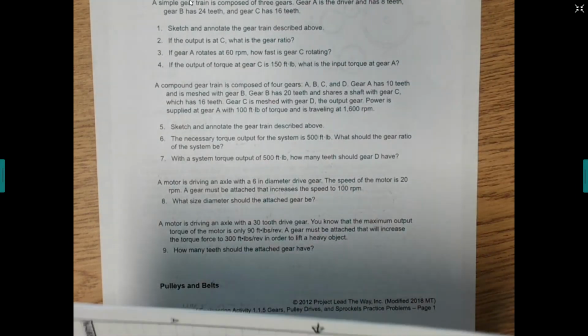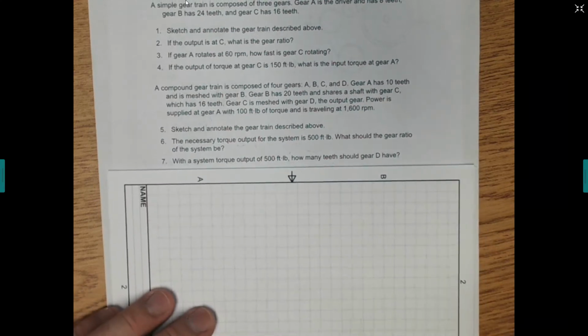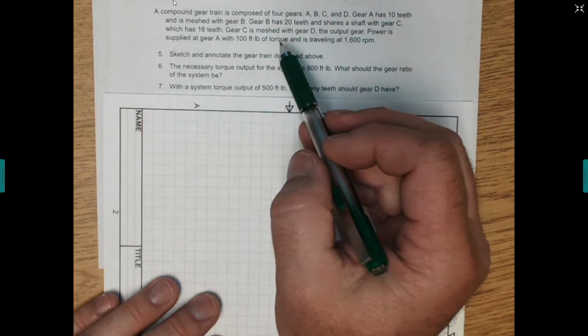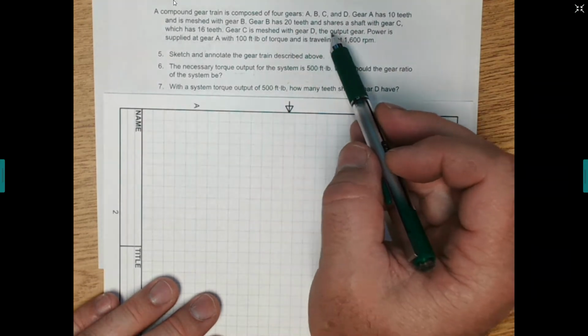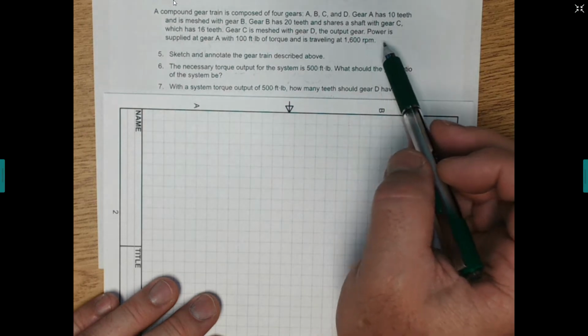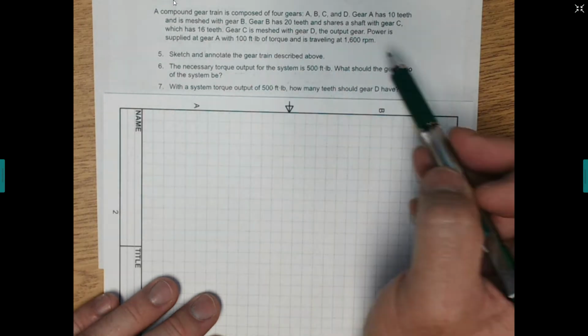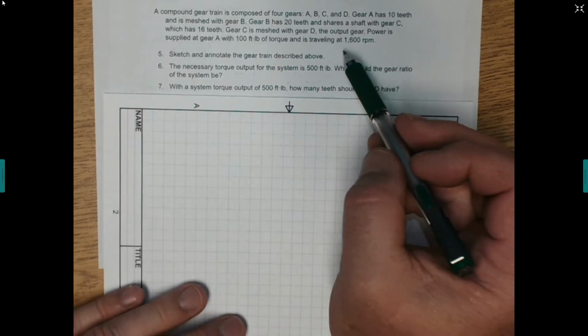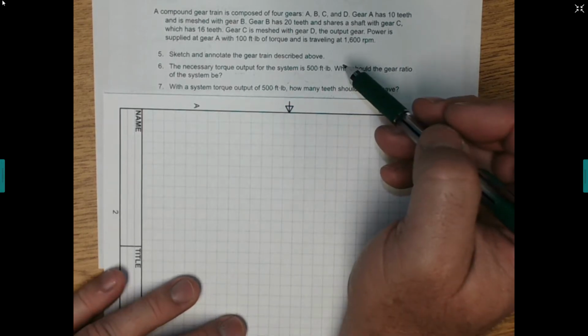We have a compound gear train. Okay, it's composed of 4 gears, A, B, C, and D. A has 10 teeth and meshed with B. B has 20 and shares a shaft with C. It has 16. Gear C is meshed with D. The output, they don't tell us how many teeth, and tells us how much torque and speed that we put into at gear A.